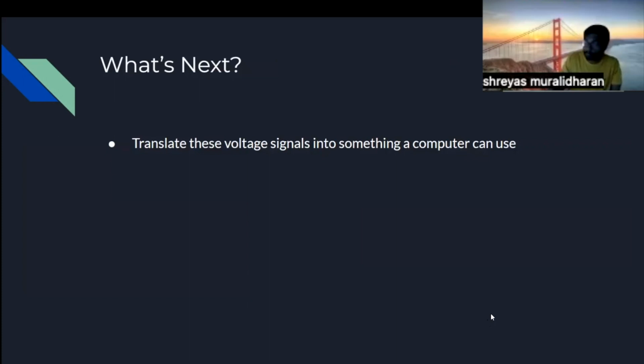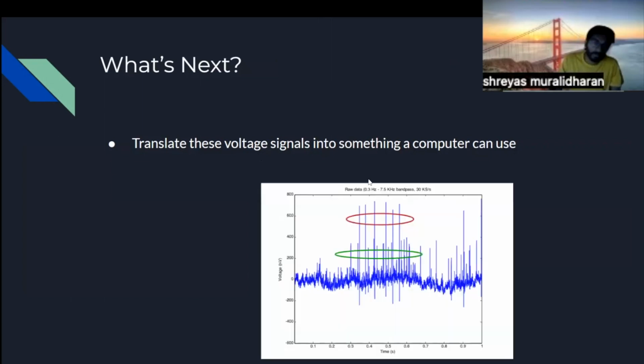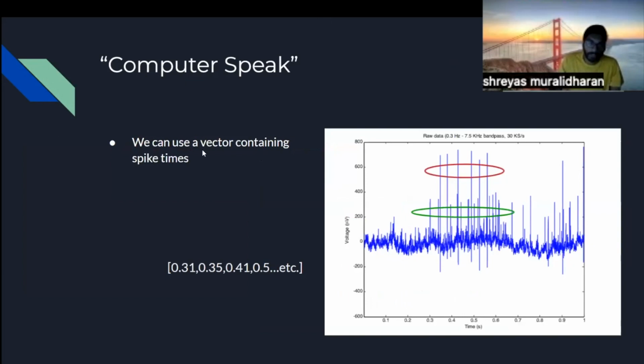Okay, this is a problem that I think we've all seen before. How do we translate these voltage signals into something a computer can use? It's not exactly obvious why, but if we look at the times of the spikes, and say that if a neuron is spiking here, we put a 1 in that particular time bin, and a 0 elsewhere, this is a very good way to recollect the information that the neuron is communicating. If we use a vector containing spike times, we now have a numerical vector representation of what this neuron is doing. It turns out this works very well for decoding.